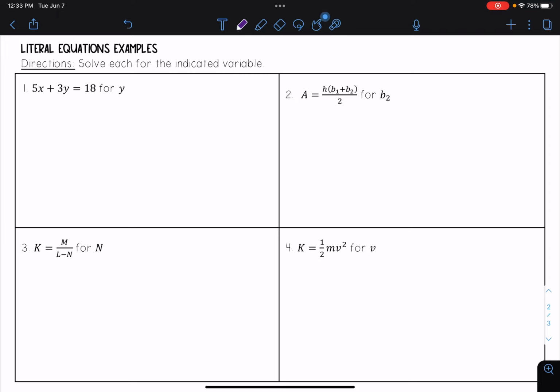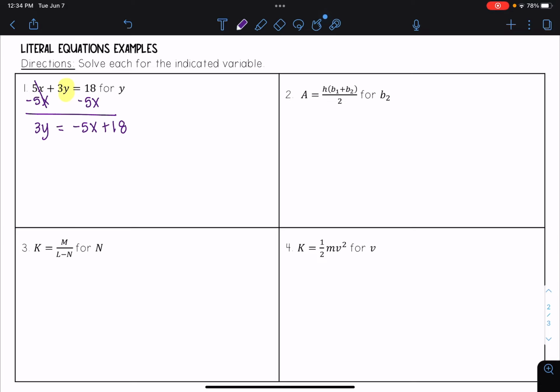Okay, so for this first one, we want to solve for y. So I want to get y by itself. You can kind of compare this to the equation 5 plus 3y is equal to 18 if we just got rid of that x. To solve that, we would subtract 5 on both sides first. And so here we're going to follow that same thing, but now it's just there's an x with it. So that means I am going to subtract 5x from both sides first to get 3y is equal to negative 5x plus 18.